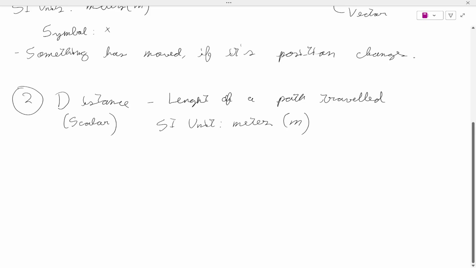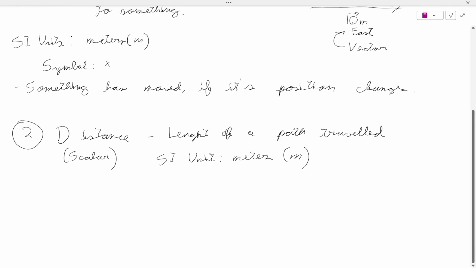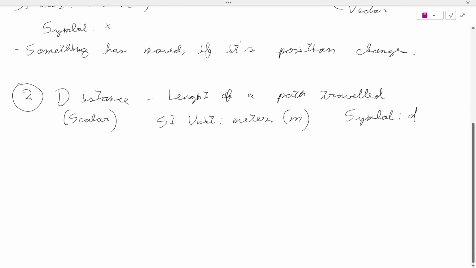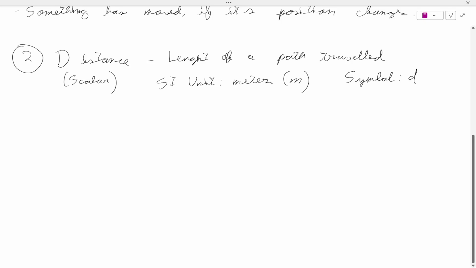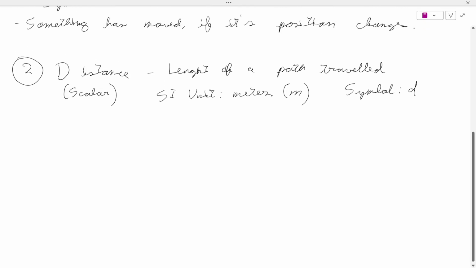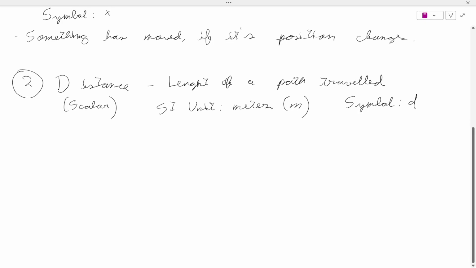Now, distance does have a symbol, but you shouldn't use it interchangeably with displacement. Usually it's d. The symbol of d. It just depends what you're doing in an equation. If it's linear, you'll use the linear symbols and so on. So don't get confused with displacement, obviously. But distance is just the actual length of the path traveled.